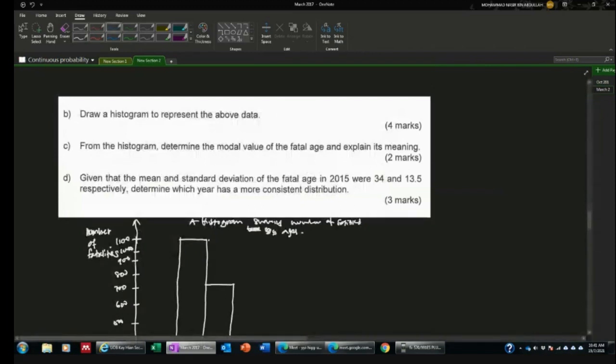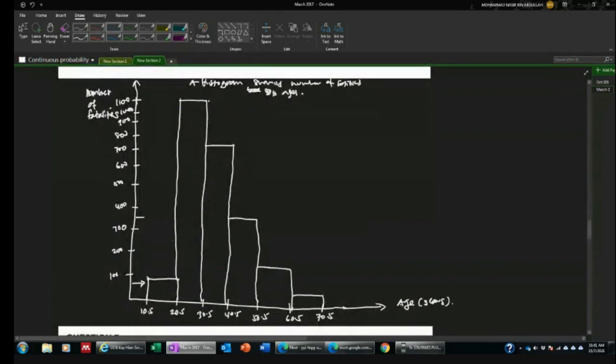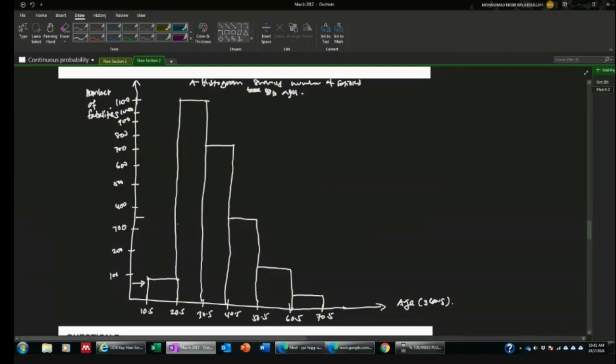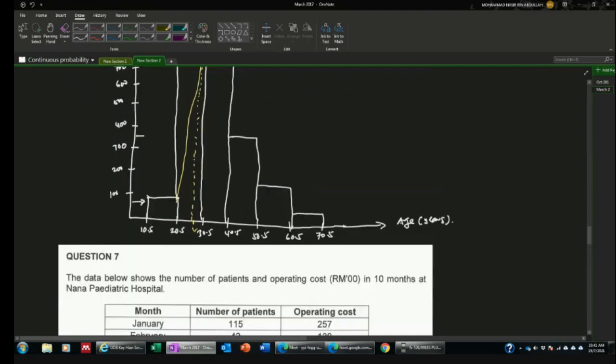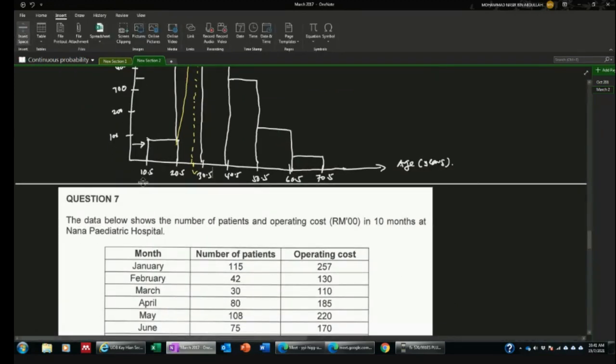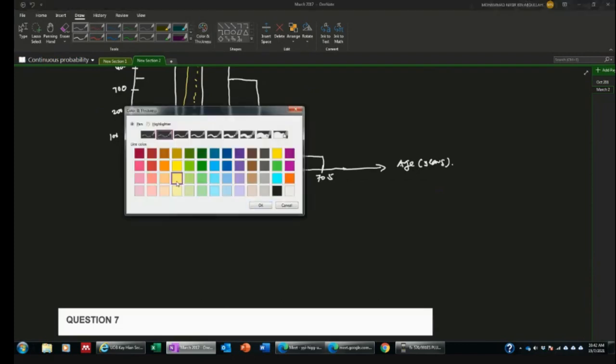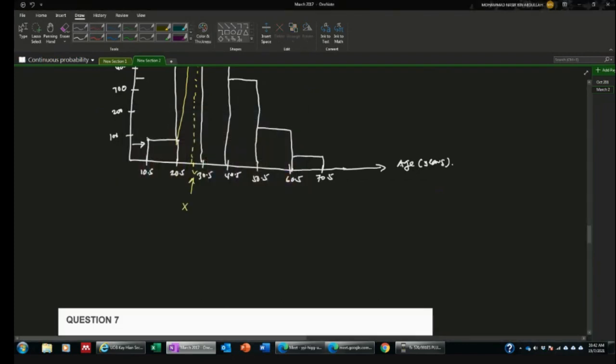In this question, we've finished 4 marks. Now C: from the histogram, determine the modal value of fatal age and explain its meaning. How do we find the modal age? You need to draw properly on graph paper. Take this point and join together, and this point join together. Then the intersection is your mode. This is your mode.